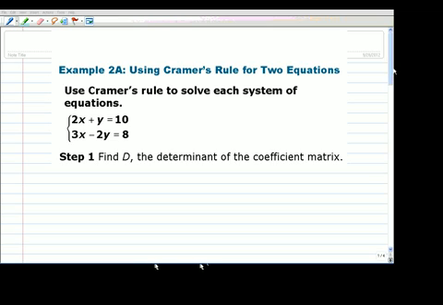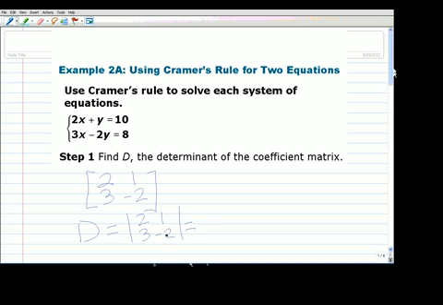So step 1 is to find D, the determinant of the coefficient matrix. Well, the coefficient matrix will be 2 and 3, because those are the coefficients in front of the x's, and then 1 and -2, which are the coefficients in front of the y values. So there's the coefficient matrix. We need to find the determinant of this. So D equals the determinant of 2, 3, 1, -2.